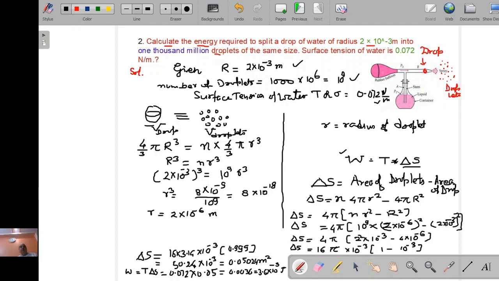So by this method we are able to calculate the energy required to split the drop. Hope you are familiar with surface tension, surface energy, and how to solve the numericals.